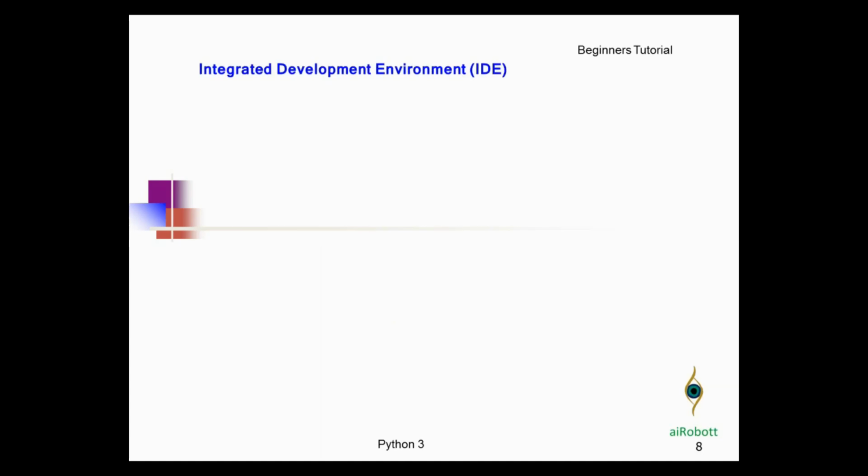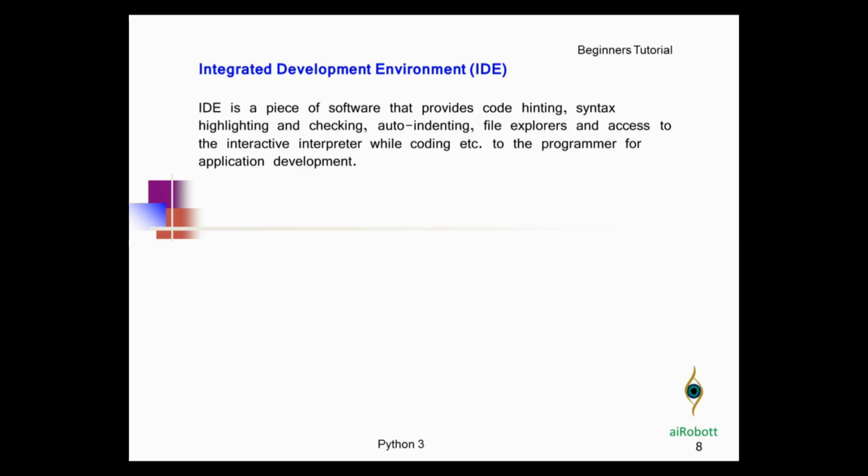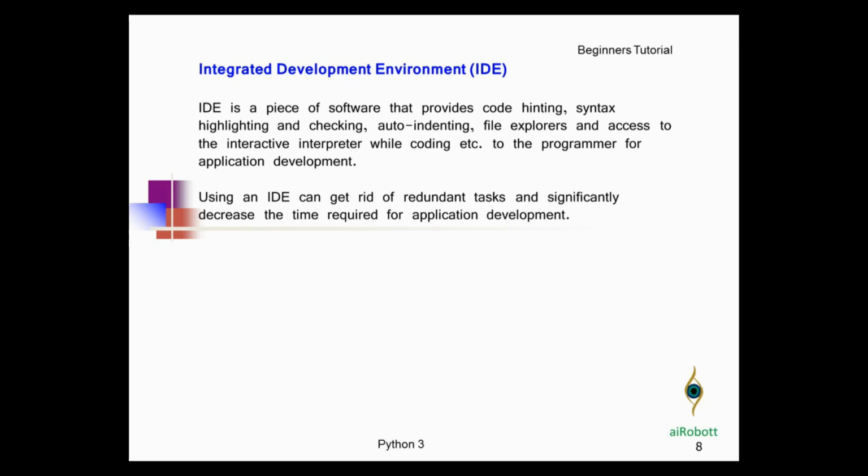Now friends, let's see what an integrated development environment is. An IDE is a piece of software that provides code hinting, syntax highlighting and checking, auto indenting, file explorers, and access to an interactive interpreter while coding, etc., to the programmer for application development. Using an IDE, you can get rid of redundant tasks and significantly decrease the time required for application development.